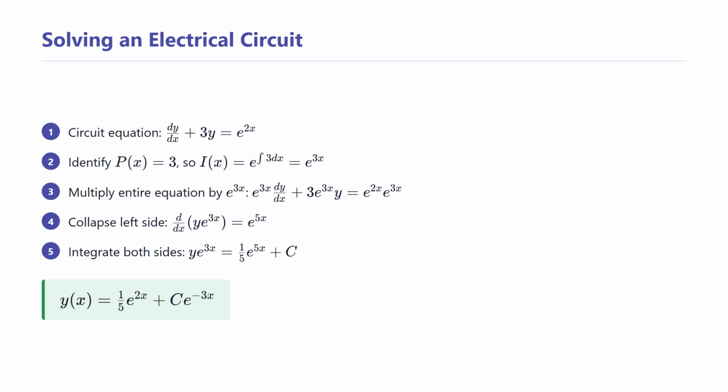We multiply every single term in our original equation by this factor. On the right side, the exponents add up to 5x. On the left side, the expression magically collapses into the derivative of y times e^(3x). We then integrate both sides, which removes the derivative operator. Finally, dividing by e^(3x) gives our final answer. Physically, this shows a steady-state response driven by voltage, plus a transient initial surge that quickly dies out.